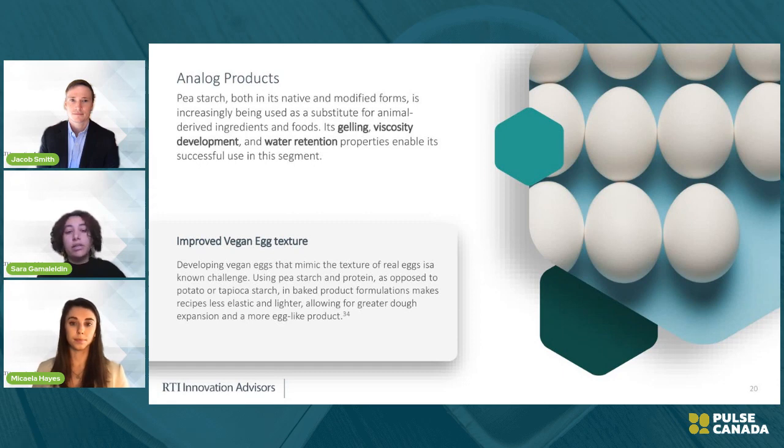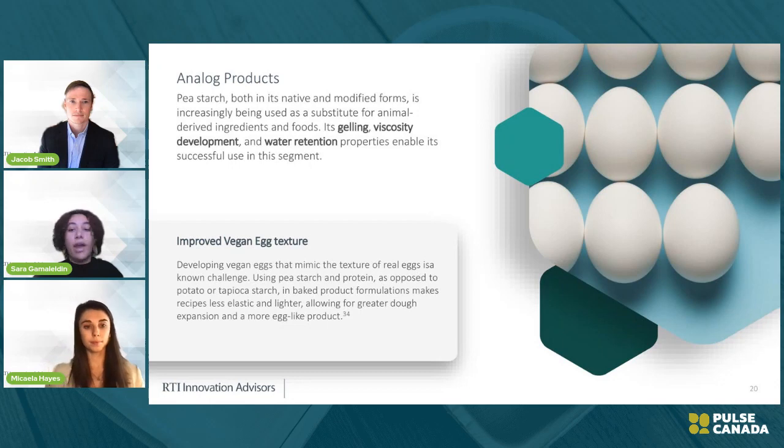There have been challenges to create vegan eggs that properly mimic the texture of real eggs. So using pea starch as well as proteins, as opposed to potato or tapioca starch in baked product formulation, makes recipes less elastic and lighter and allows for greater dough expansion and creating more egg-like products.